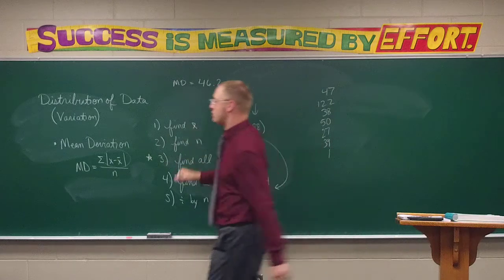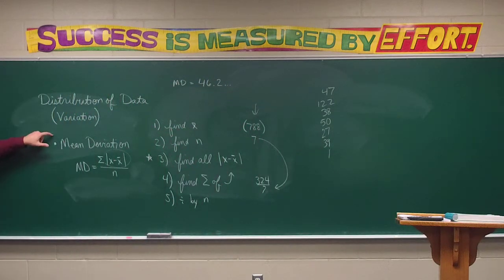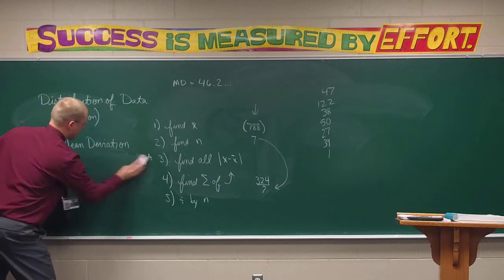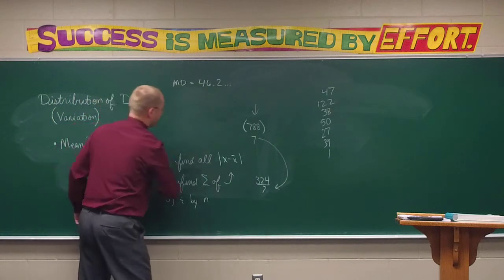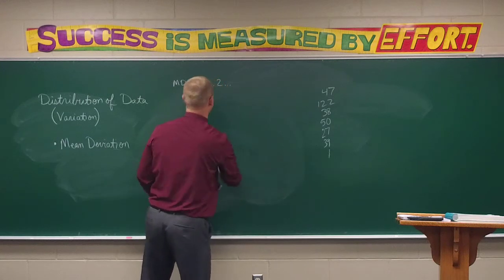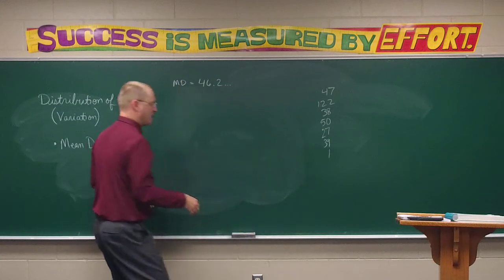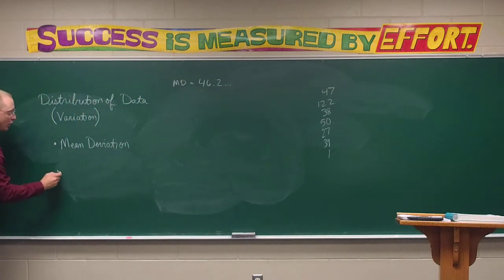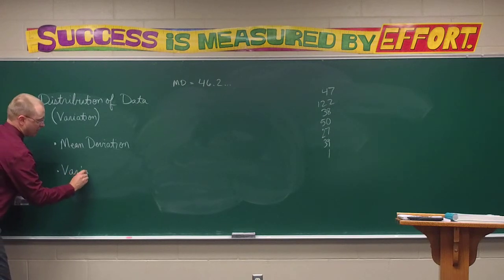You need to know the definition for mean deviation. Again, class, it's the average difference between each value and the mean. But they said, forget mean deviation. That's not good enough because close numbers are offsetting far numbers, and far numbers are really what makes something not close together. So they came up with something called variance.